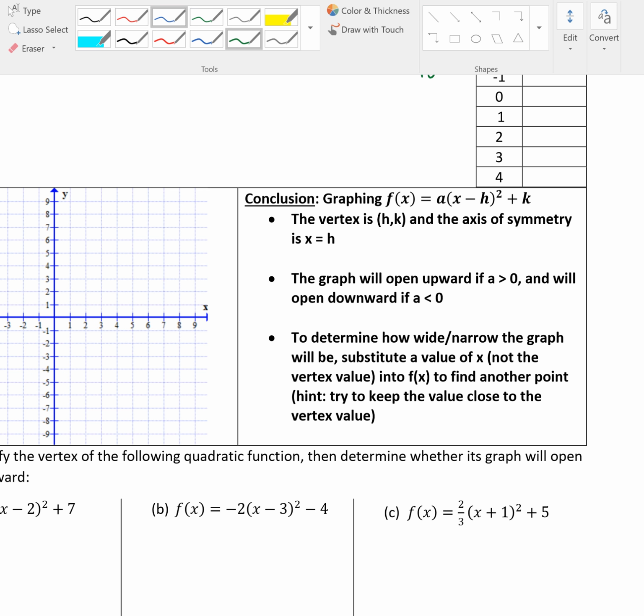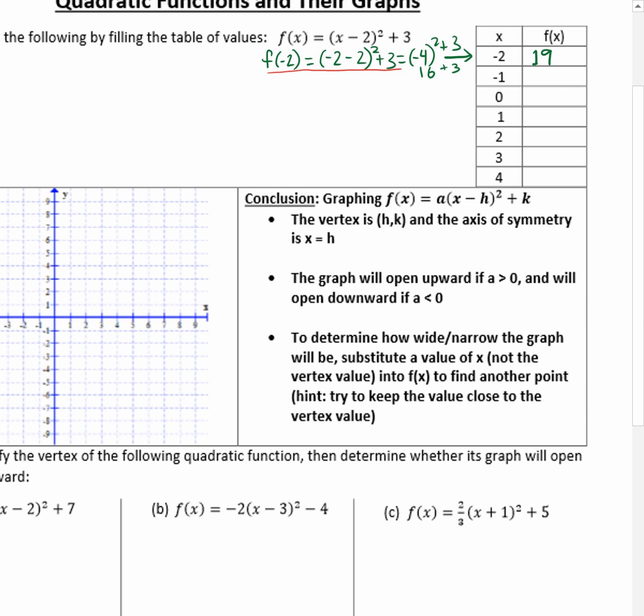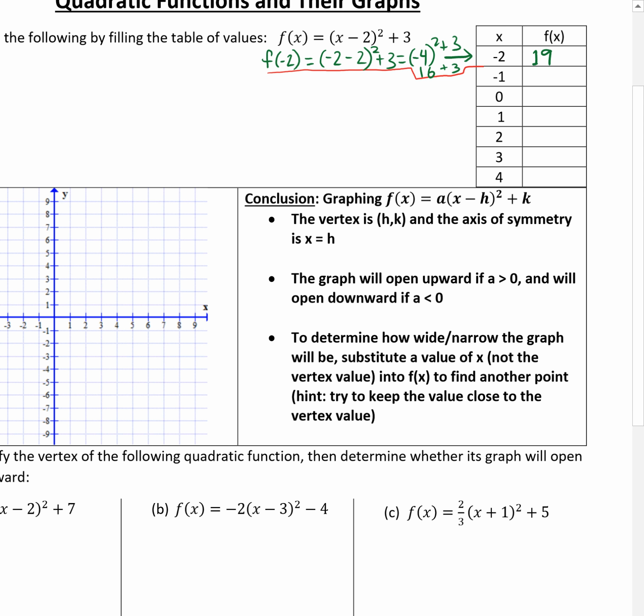Now let's try the next value, -1. If you're really good, you might be able to plug these in your head. So if I plug -1 in, that's -1 minus 2 squared plus 3. Well, -1 minus 2, that's -3 squared plus 3. -3 squared is 9. 9 plus 3 is 12, so that's going to be 12.